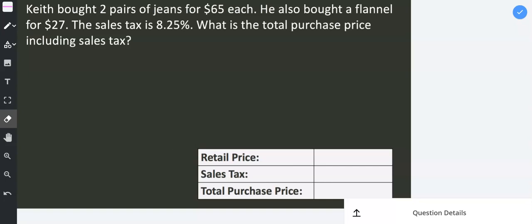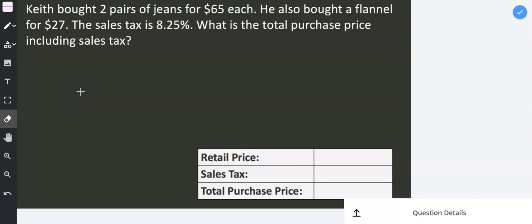Keith bought 2 pairs of jeans for $65 each. He also bought a flannel for $27. The sales tax is 8.25%. What is the total purchase price including sales tax?